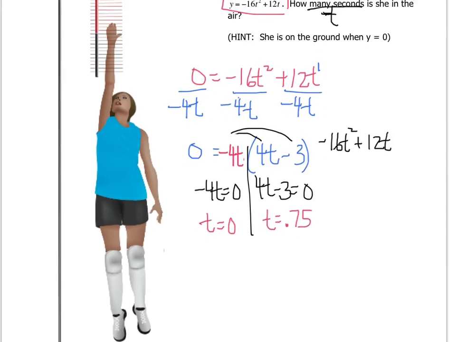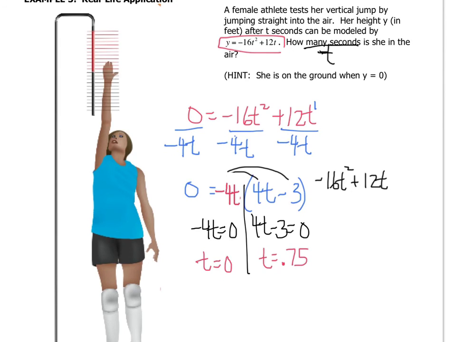So let's answer the question. How many seconds is she in the air? So she starts at time of 0, so like that would be when you first start your stopwatch, and then 0.75 seconds later, she's back on the ground. So the distance between 0 and 0.75 is 0.75 seconds. It's kind of like when we did that fireplace question, where we had to find the distance between the two values. So the distance between her starting value and her ending value is 0.75 seconds.